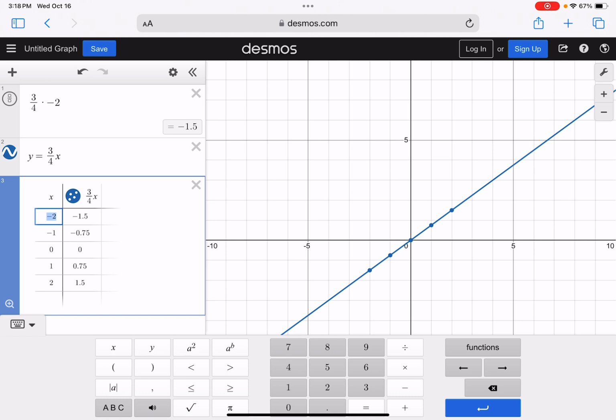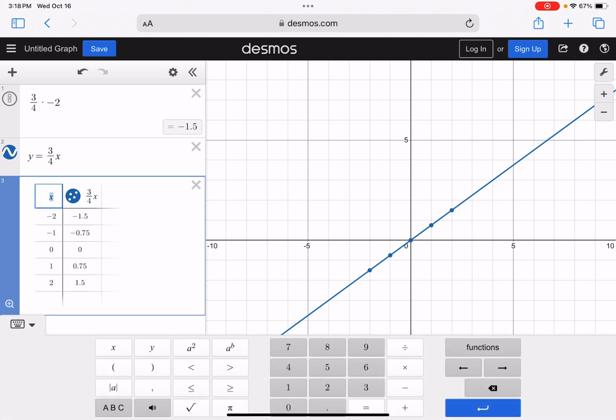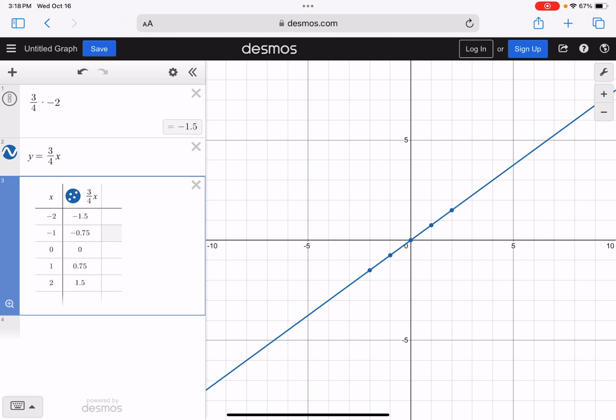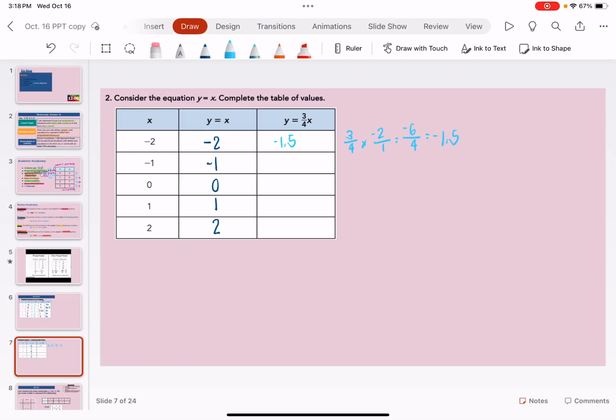We have -2 is the -1.5. Then we have, when x is -1, we have -0.75. When x is 0, we have 0. When x is 1, we have 0.75. When x is 2, we have 1.5. So I'm going to go ahead and complete this column of the table.